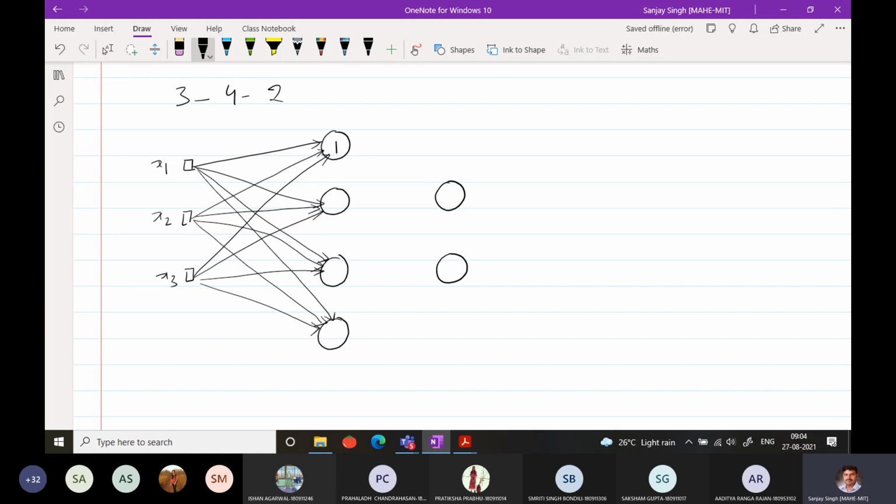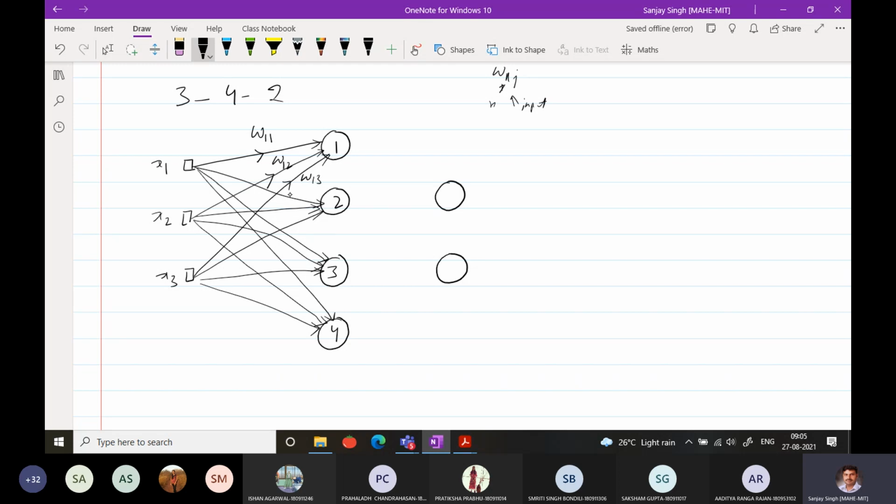So let me call this neuron 1, 2, 3, 4. Neuron 1 is connected to this x1, and just to indicate this is a synaptic weight, I'll mark it as W11. Remember that we used to say kj, so this indicates the neuron and this indicates the input. Likewise, this will be W12 and this will be accordingly W13.